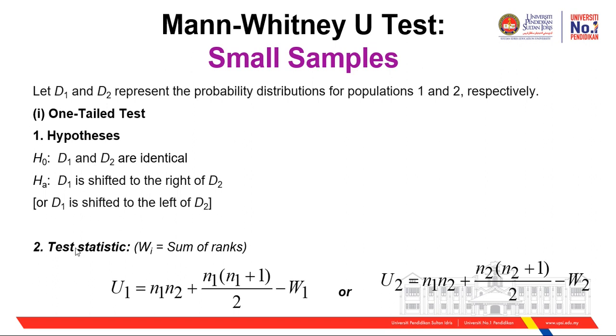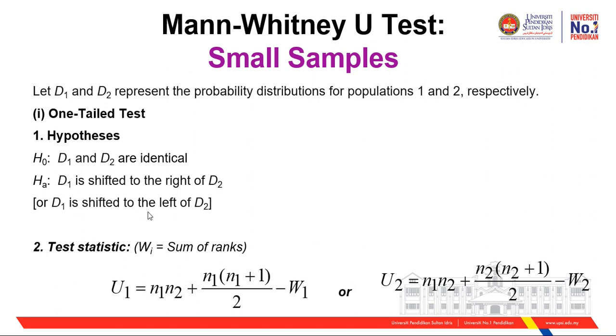And then next is the test statistic. So Wi here represents the sum of rank. U1 is equal to N1 N2 plus N1 times (N1 plus 1) divided by 2 minus W1, which is referring to the sum of rank for the first group. And then we have another one here, U2 equal to N1 N2 plus N2 times (N2 plus 1) divided by 2 minus W2, which is referring to the sum of rank for group 2.